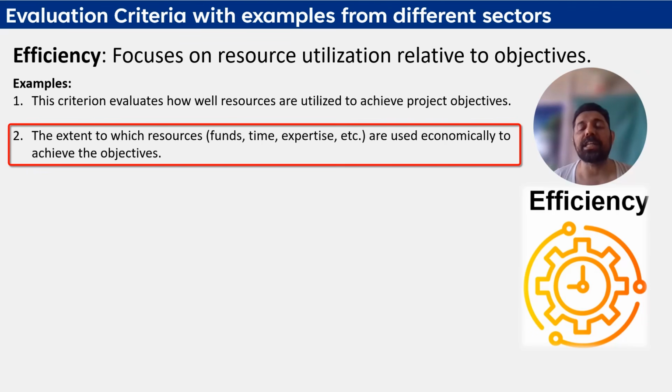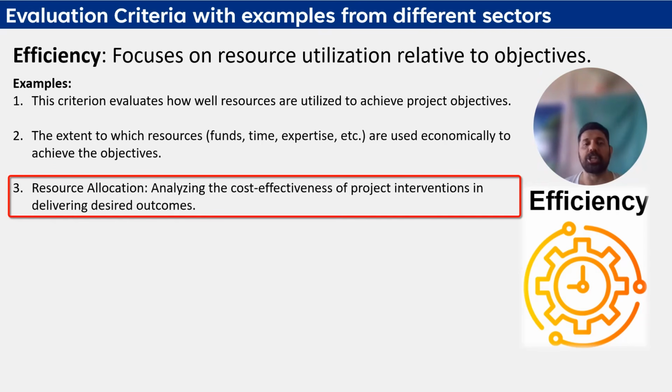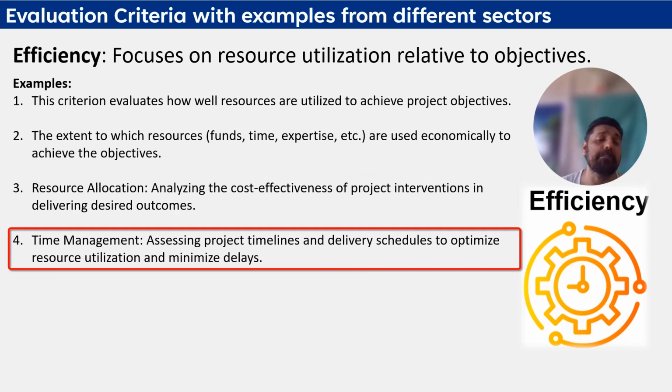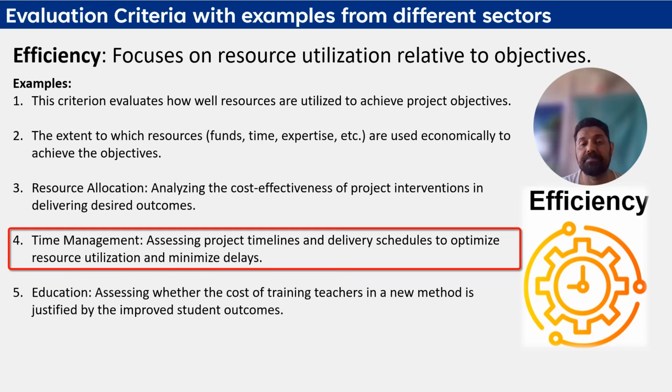For example, an activity has been done very well. It has taken a lot of funds and time and expertise. So you also need to see the efficiency, whether it was worth it or not. Resource allocation, analyzing the cost effectiveness of project intervention in delivering desired outcomes. Similarly, time management, assessing the project's timeline and delivery schedules to optimize resource utilization and minimize delays.